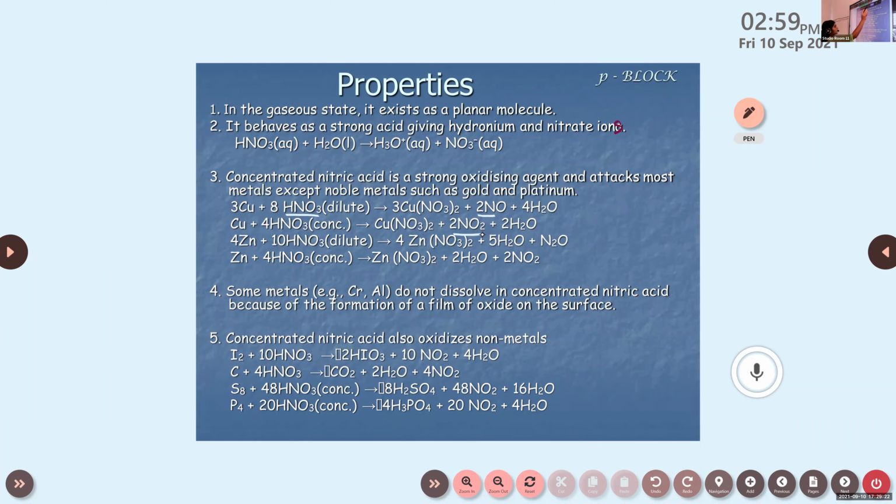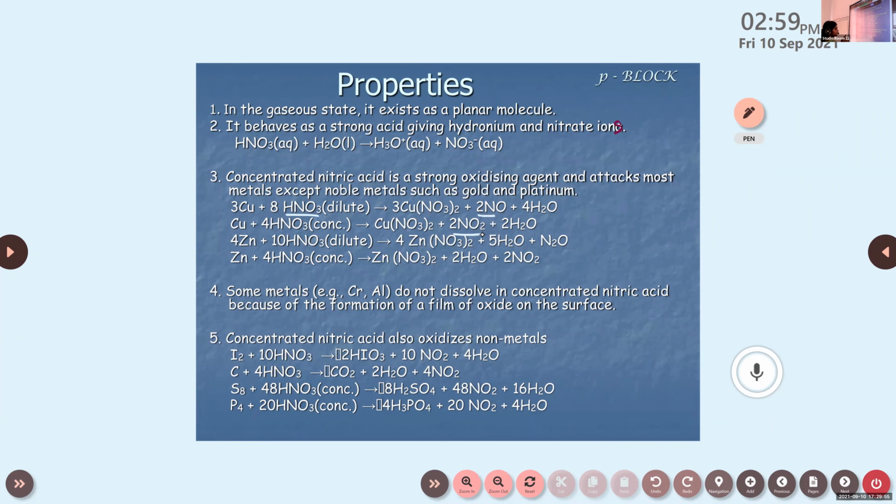In dilute nitric acid, it will produce copper nitrate, and along with that nitric oxide will be formed. But in the second case, with concentrated nitric acid, along with copper nitrate, nitrogen dioxide will be formed. Clear? Only the change in nitrogen oxides.